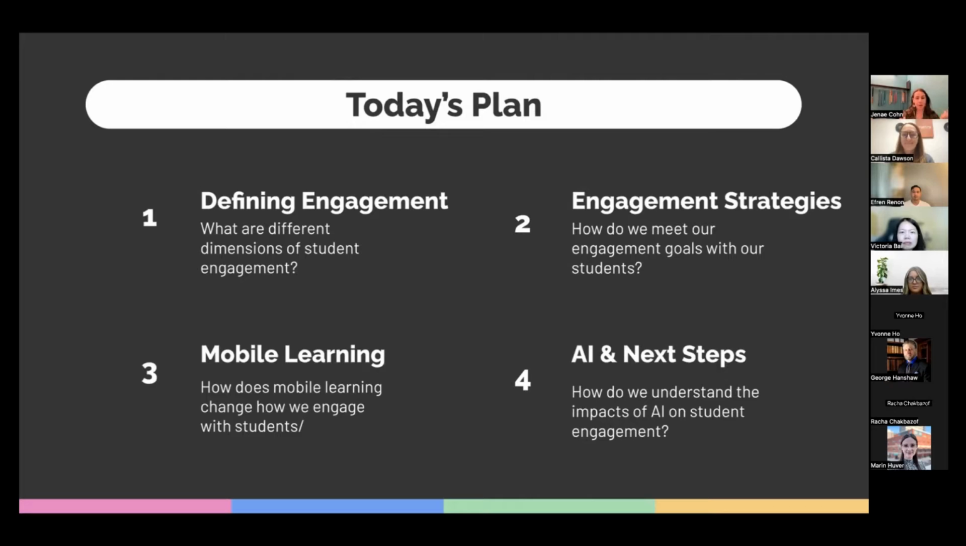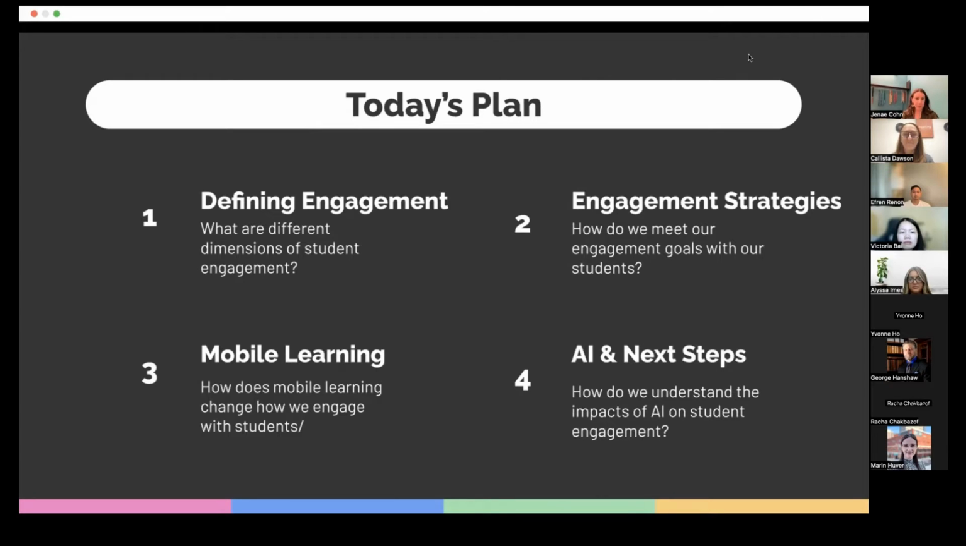But we're going to start by really taking a step back and trying to define what engagement is. What are the different dimensions of student engagement? What are we talking about when we talk about engagement in the first place? Once we've really started to unpack what it means to really engage students, then we can start to think about strategies. Once we define what engagement is, what are the things we can do to meet those goals?